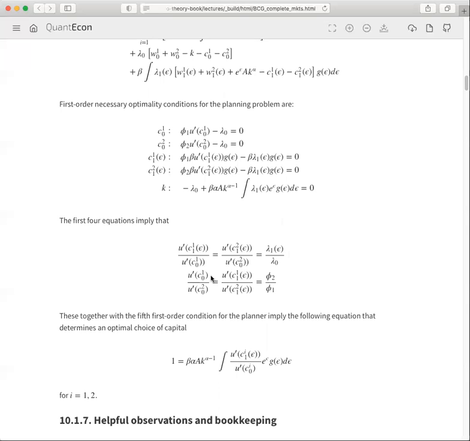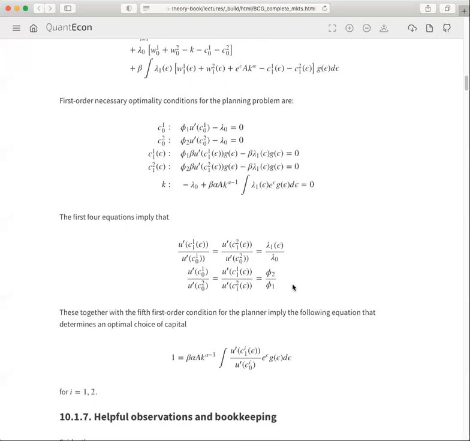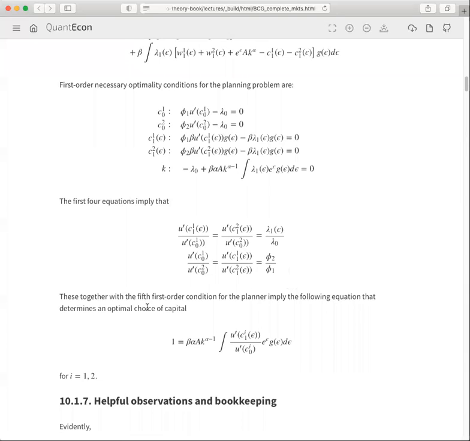And then the marginal utility, I get this is the key thing. What this equation is telling us is I'm getting constant shares at all times and in all states. That's what this is telling me. So these ratios of marginal utilities are equal to this ratio of these Pareto weights. And then if I combine those with the fifth first order condition, I get this marginal condition for the planner's optimal choice of capital.